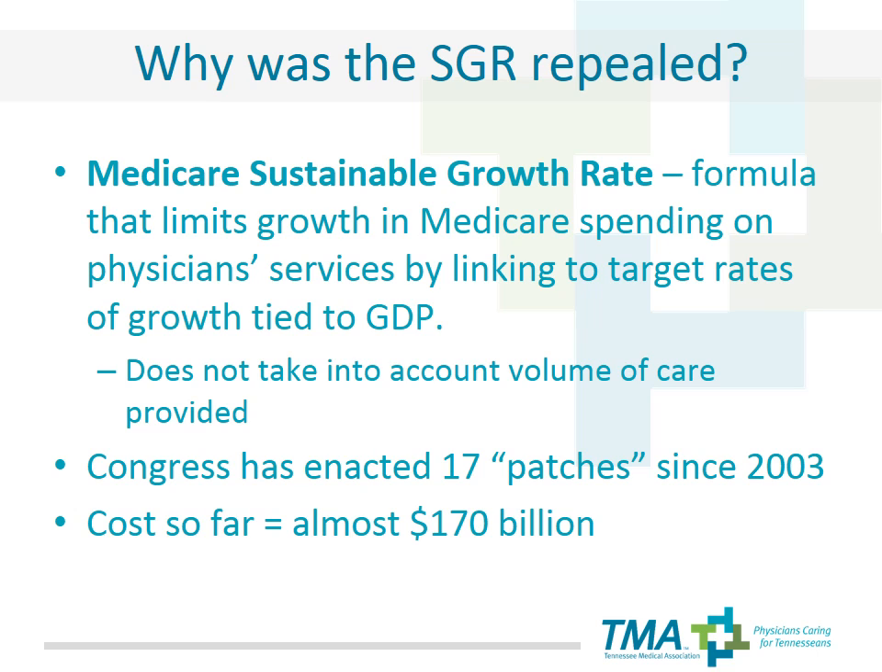In fact, Congress has spent almost $170 billion over the last 12 years or so on these SGR patches, which is more than the cost of simply repealing the SGR. This cost is a large part of why this year Congress finally passed legislation to repeal the flawed SGR formula and replace it with something different.